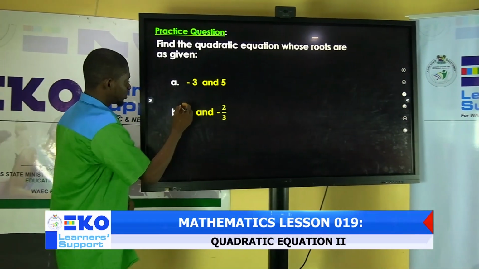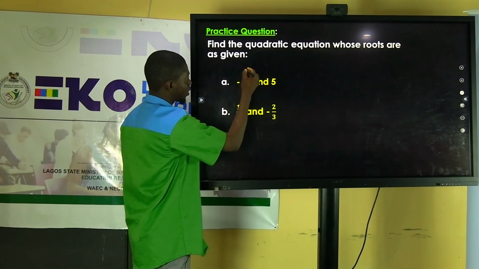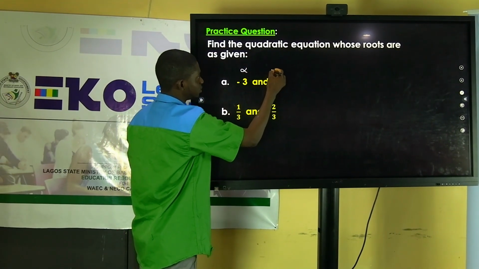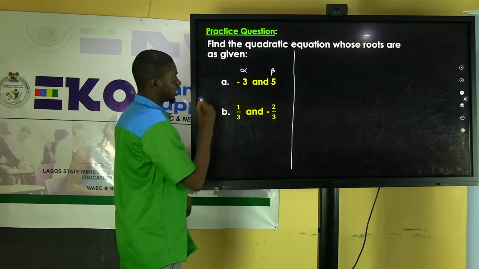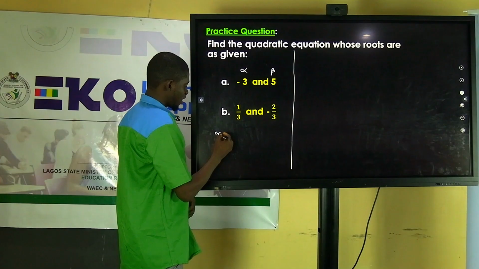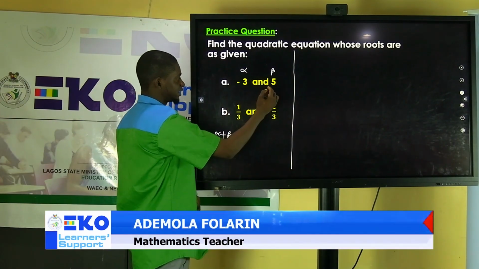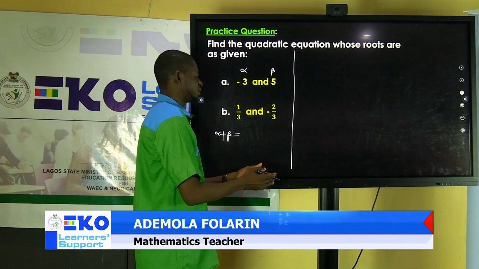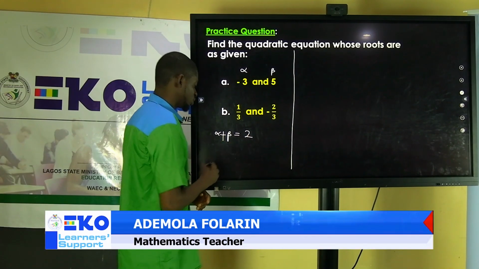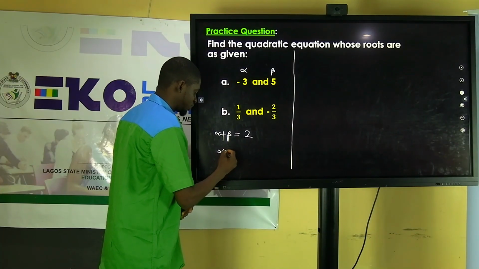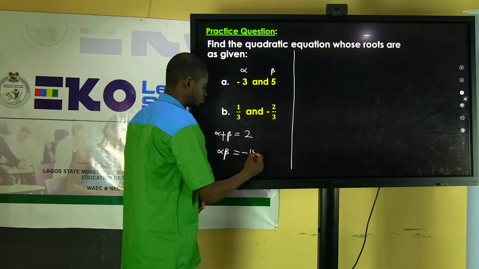For this part A, where we have this, let this be our alpha, this be our beta. So we can say from this, we are dealing with the first one, alpha plus beta equals, let's add this together, that's minus 3 plus 5. That will give us 2. Then alpha beta, that's the product. When you multiply this, minus 15.